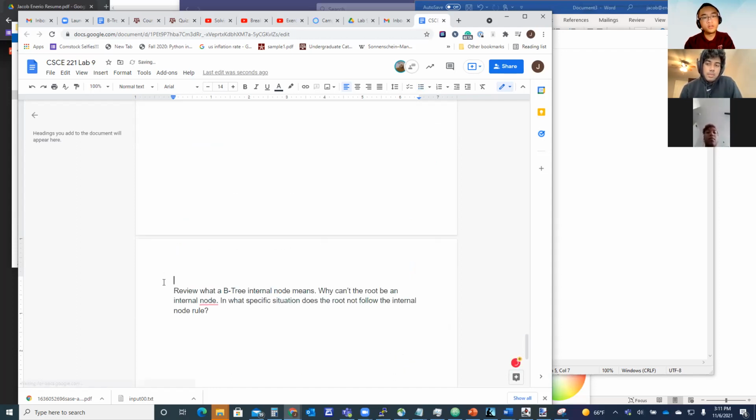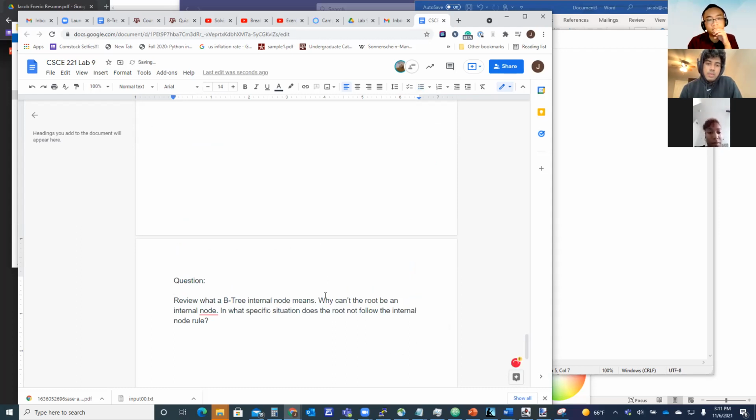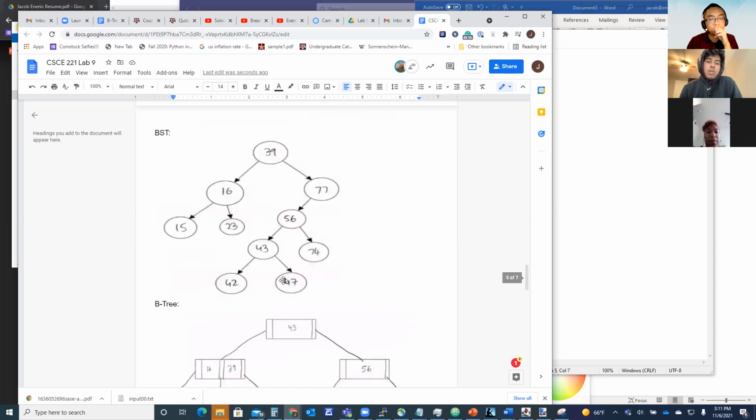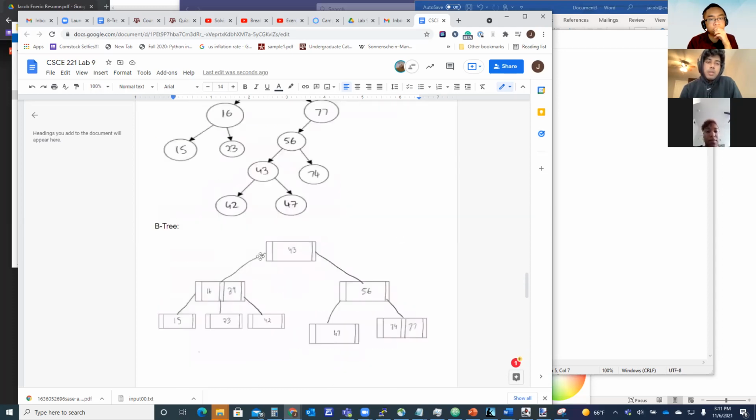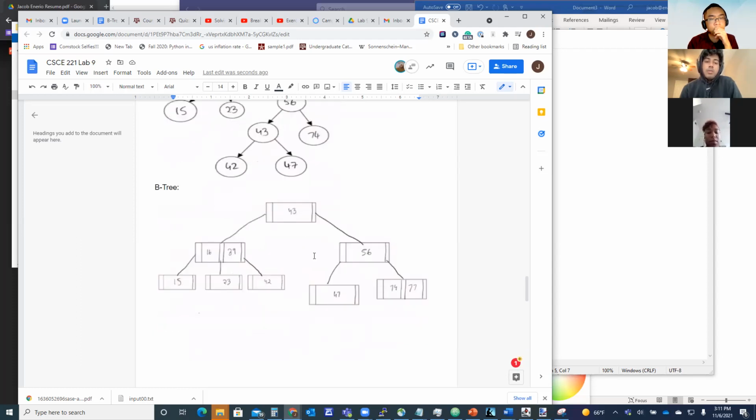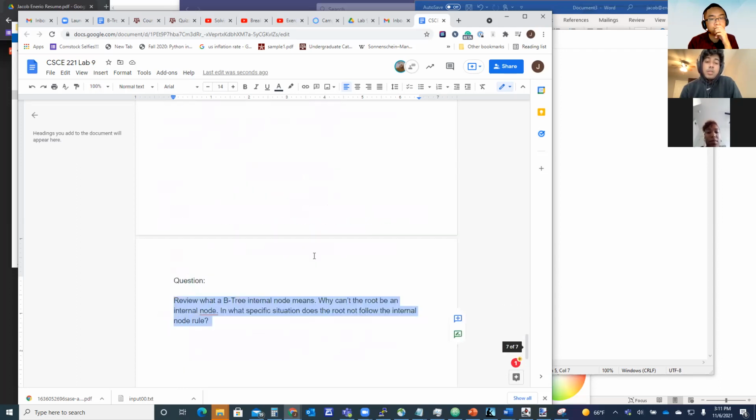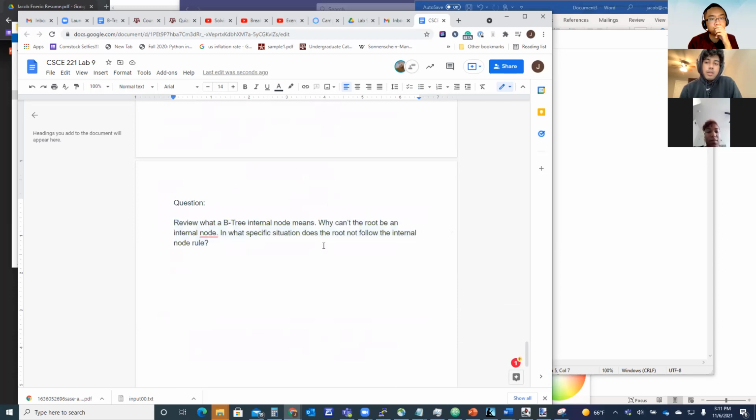So the internal node means it's not a leaf. Right. Why can't the root be an internal node? Oh, the root can't be an internal node because it might not have children. Like if the root node is by itself, then the root node is the leaf, in which case it's not an internal node, right? Oh, yeah, because it would just be a leaf.